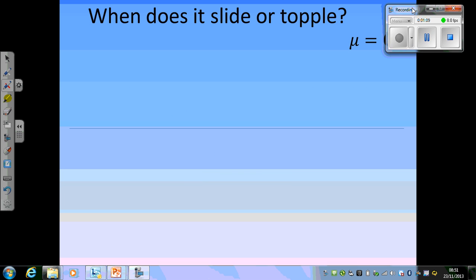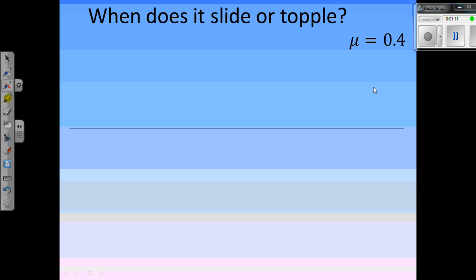So let's move that. There we go. We've got an object, a 2 kilogram object on a surface where the coefficient of friction is 0.4. Really what this is about is linking together our theories, Coulomb's law of friction, with our theory of moments. So we've got a coefficient of friction 0.4. This box is 0.5 meters long and 0.2 meters high.